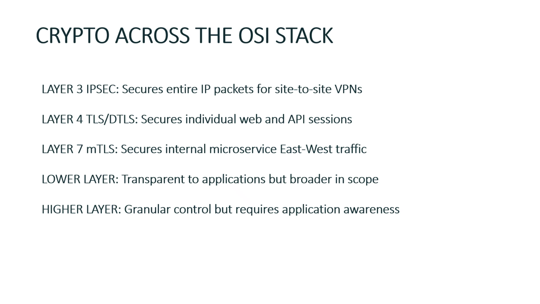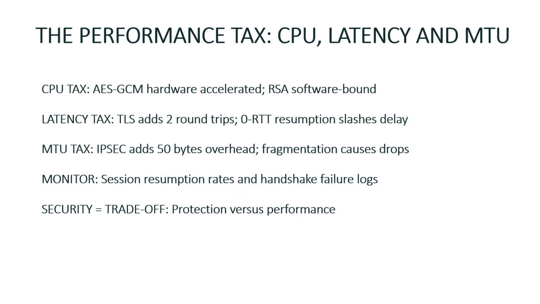The performance tax, CPU, latency, and MTU. Security always comes with a performance tax. CPU tax, AES-GCM is hardware accelerated while RSA is software bound. Latency tax, TLS adds approximately 2 round trips. 0-RTT session resumption slashes this delay for repeat clients.